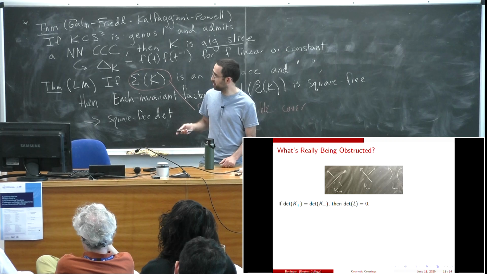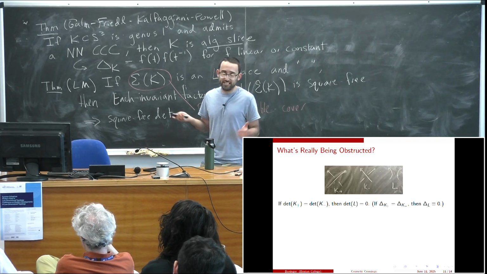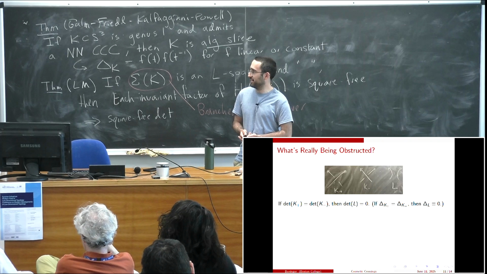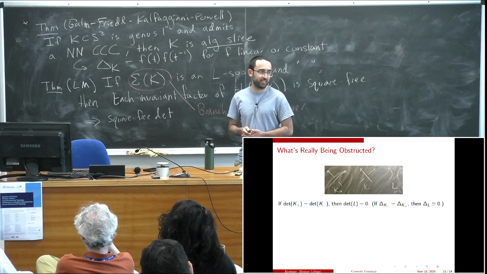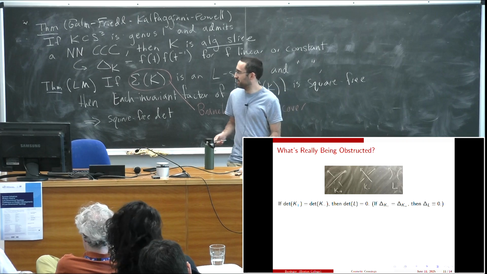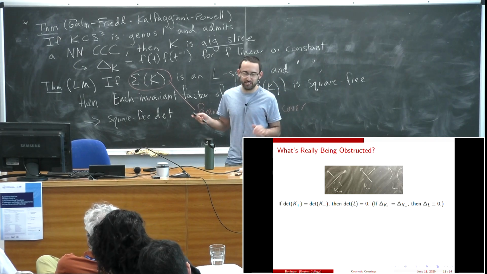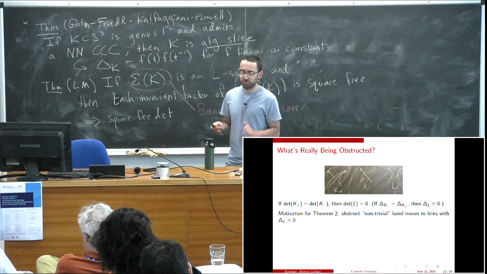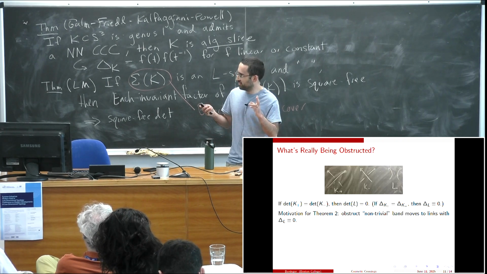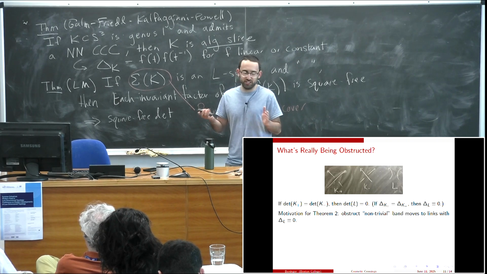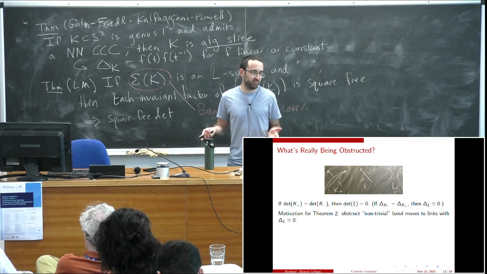So more generally, we can say that if the Alexander polynomial of K plus equals the Alexander polynomial of K minus, then that two-component link has 0 Alexander polynomial. Right? And this is really what's being obstructed here. So rather than trying to obstruct a cosmetic crossing change, we can try to obstruct a non-trivial band move to a two-component link that has 0 Alexander polynomial.